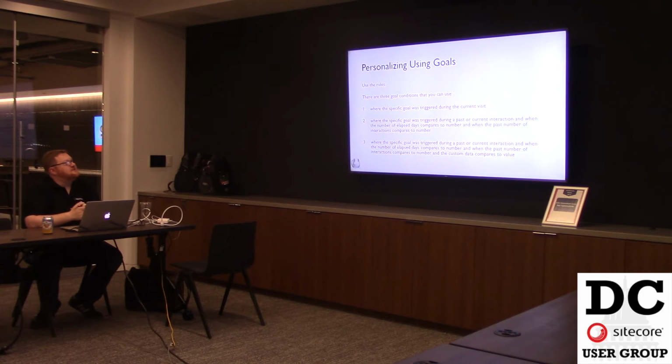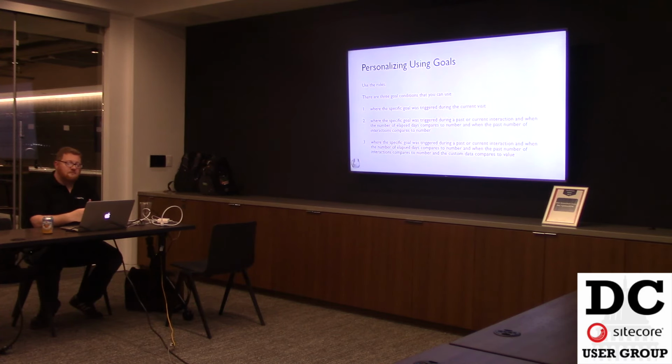So then how do you actually personalize using those goals? Use the rules, right? There are 3 goal conditions that you can use. The first one is where the specific goal was triggered during the current visit. Pretty straightforward. When you're setting that up, you choose the rule, you choose the goal, and you're ready to go.